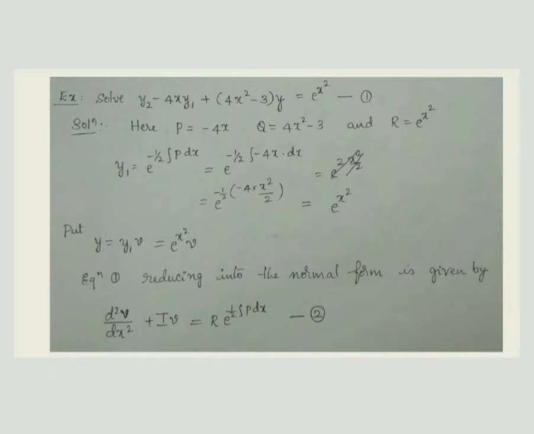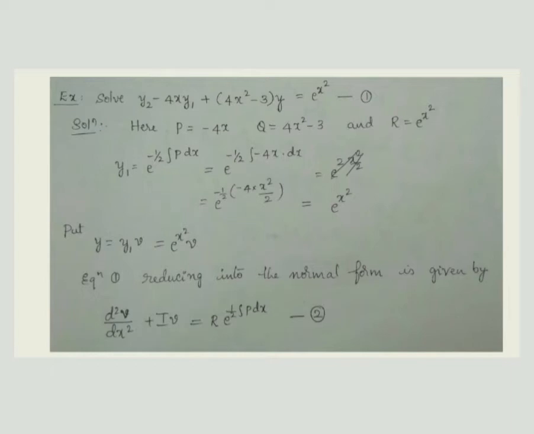Now compare this equation with the general second order differential equation, which is d square y by dx square plus p into dy by dx plus q into y is equal to r. Comparing the given equation with that, we obtain p as minus 4x, q as 4x square minus 3 and r as e power x square.